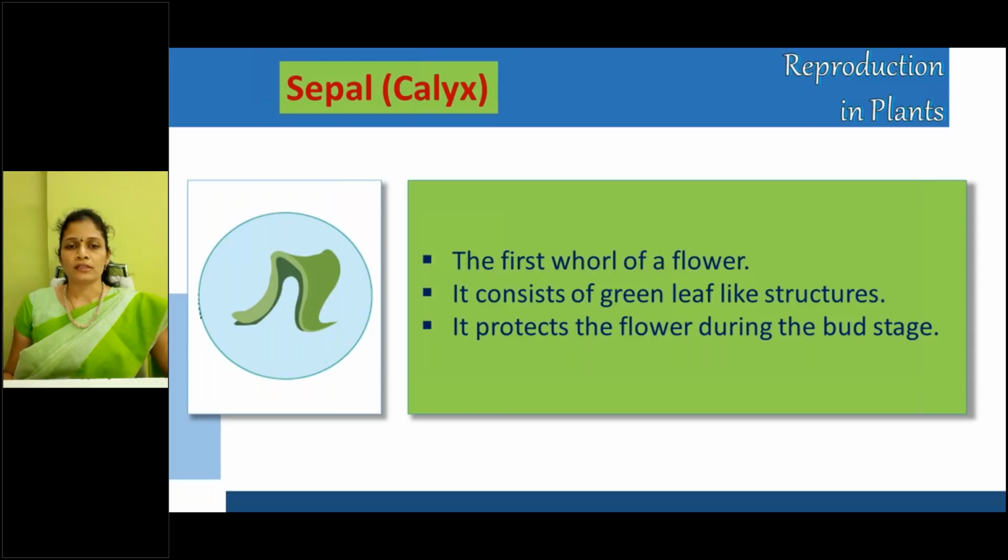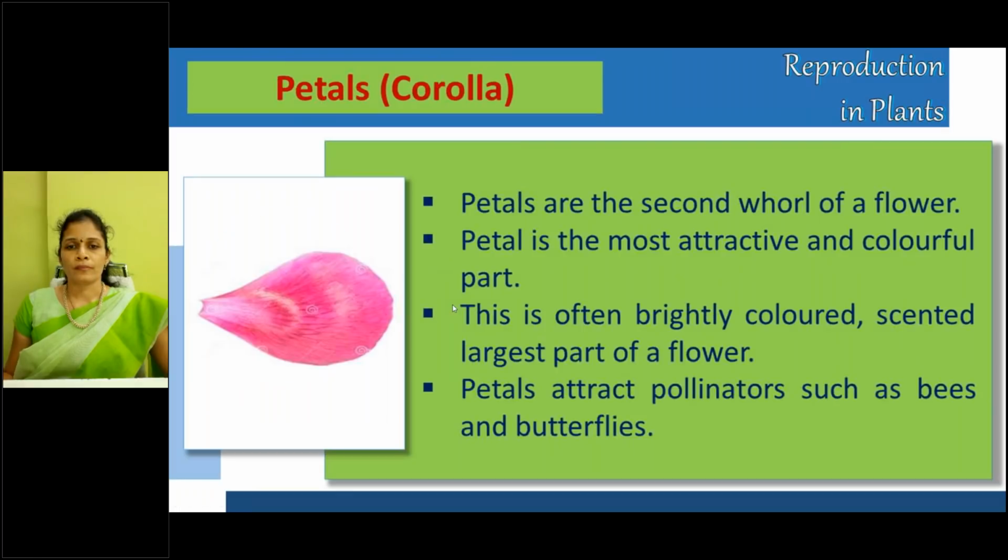Children, do you know that this sepal can produce food for the flower during the bud stage because it is green in color? Green in color means it has the chlorophyll pigment. So it can prepare the food during the bud stage. Let us see the next slide.